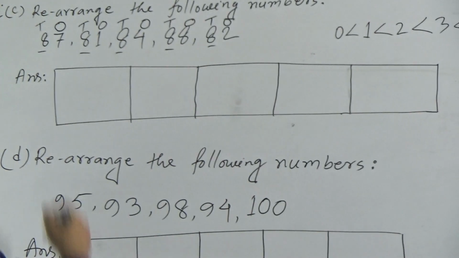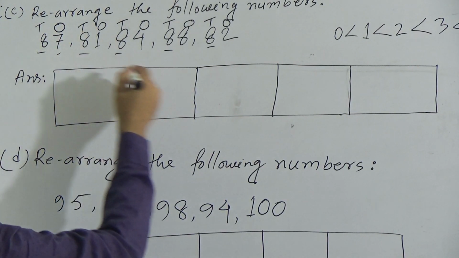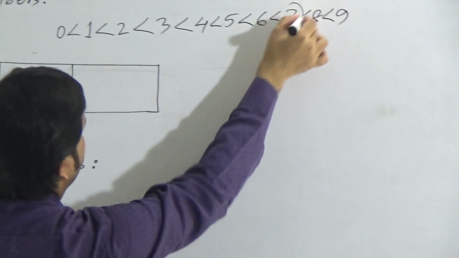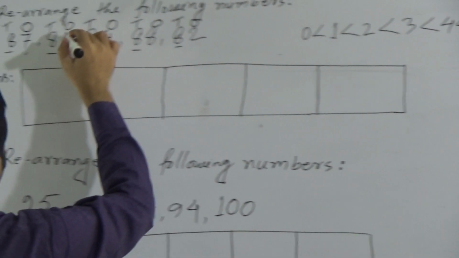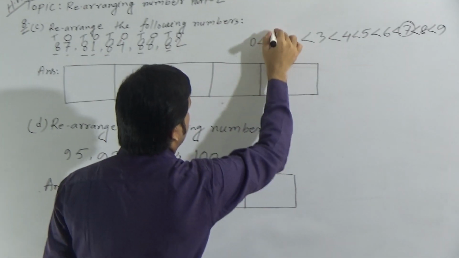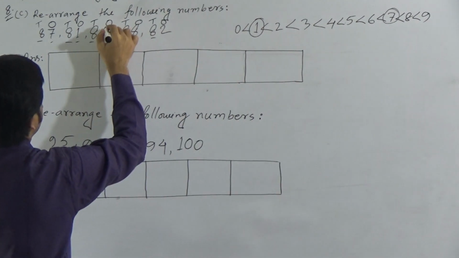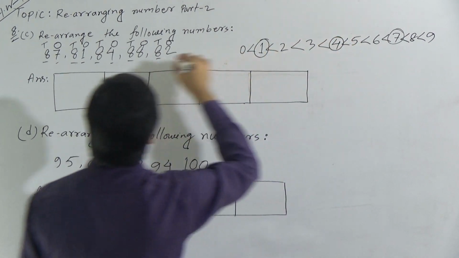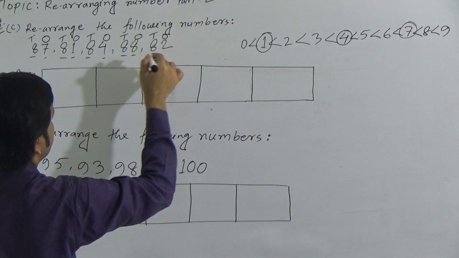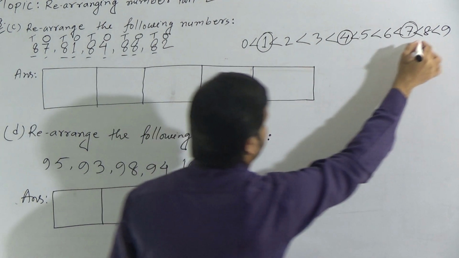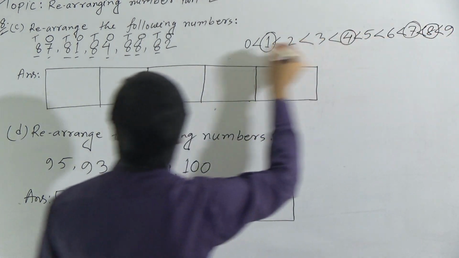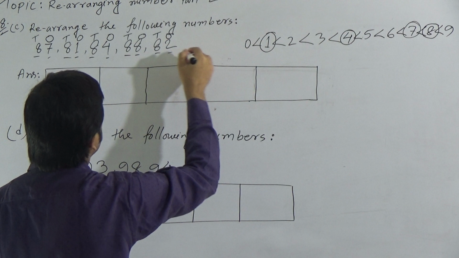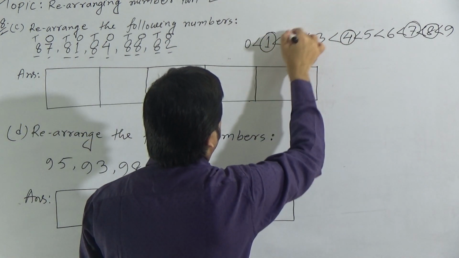So compare the ones place here. Which digits are given in ones place? Ones place is 7. And then ones place is 1. Now ones place is 4. Then ones place is 8. Okay. Then ones place is 2. So we have to identify 2.